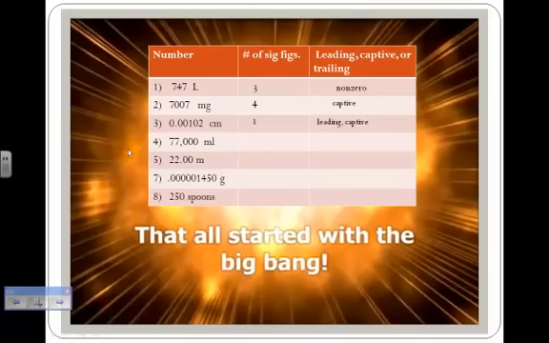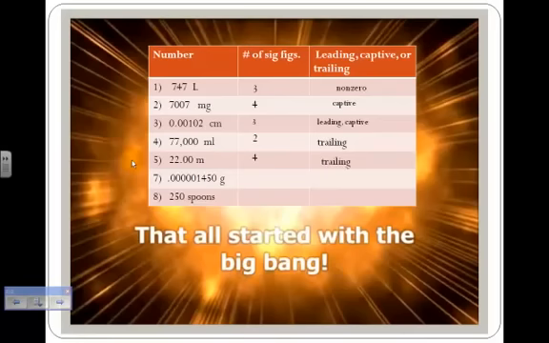Number four, 77,000 milliliters. That has two significant figures, and those zeros are trailing zeros. Trailing zeros with no decimal are not significant. They do not count. Number five, 22.00 has four significant figures. Those are examples of trailing zeros with a decimal in the number.